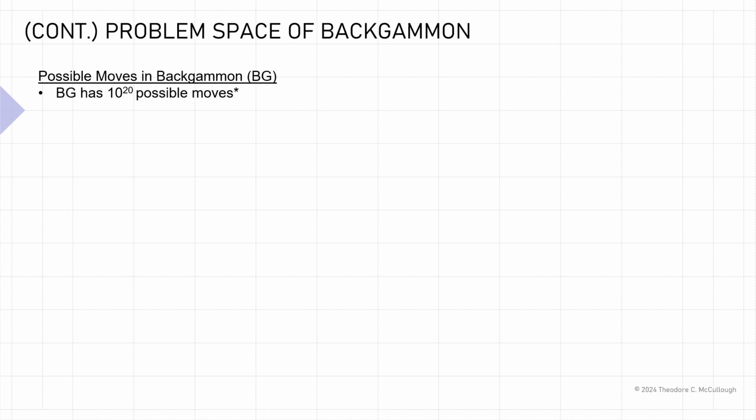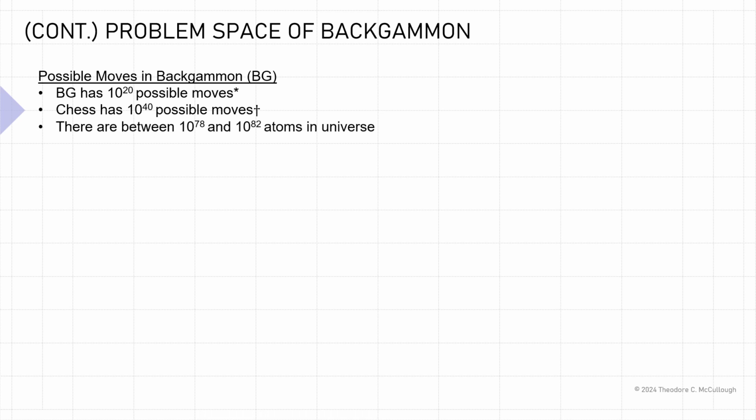Backgammon has 10 to the 20th possible moves. By contrast, chess has 10 to the 40th possible moves, and there are between 10 to the 78th and 10 to the 82nd atoms in the universe.